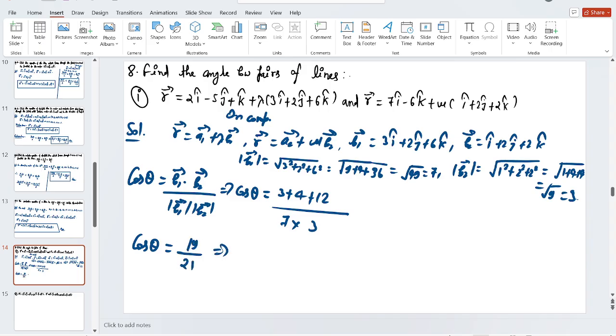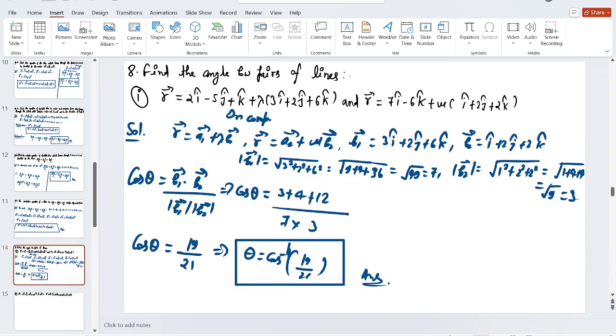So theta is equal to what? This is cos inverse of 19 by 21. So this is our answer. This is the angle between the two given lines, cos inverse 19 by 21. This is our answer. I hope it is clear to you.